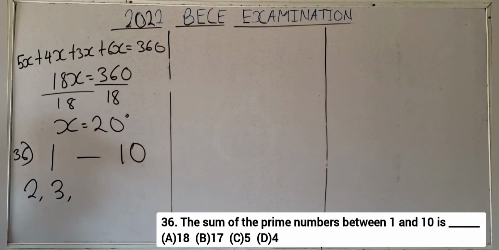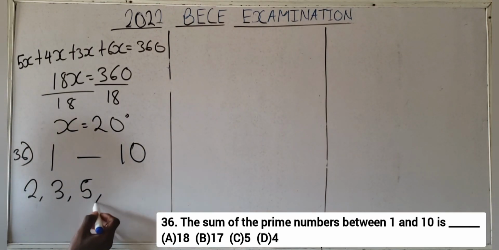Okay, so let us check 5. Is 5 a prime number or not? Let's check. 5 is divisible by 1, and 5 is also divisible by 5. If you divide 5 by 3, you are going to have a remainder. If you divide 5 by 2, you are going to have a remainder. So 5 is also considered a prime number.